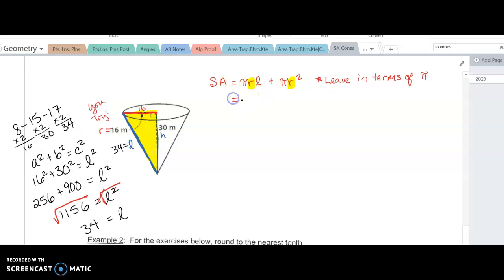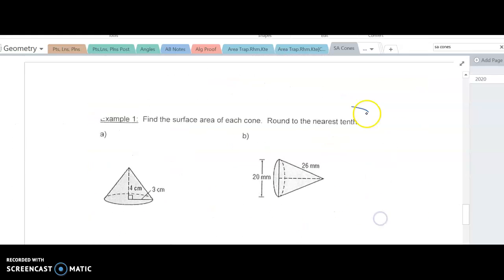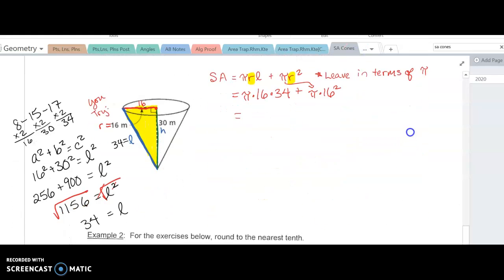So far we have pi times, we said our radius was 16, times our slant height is 34, plus, now I'm coming over here, pi times my radius squared. And you know what? I know our instructions up here said round it to the nearest tenth, but I'm actually going to leave this one in terms of pi because I'm pretty sure there's one in your Math Excel homework tonight where you're going to need to leave it in terms of pi. So let's just take a look at what that would look like.